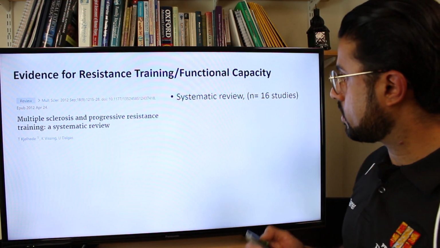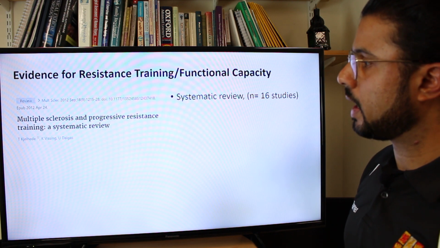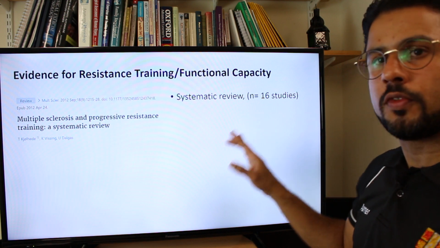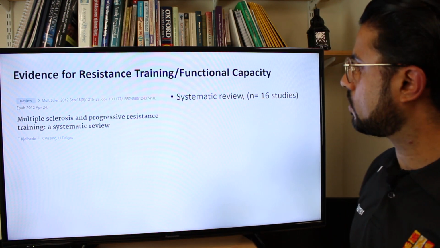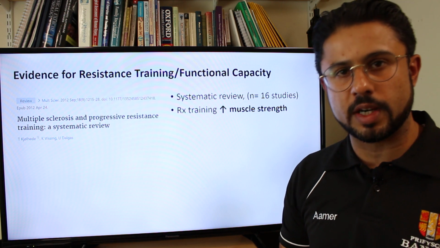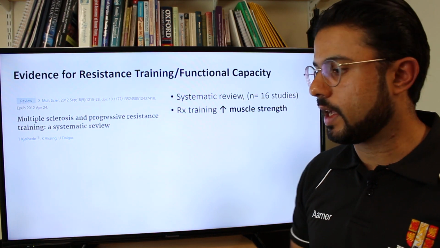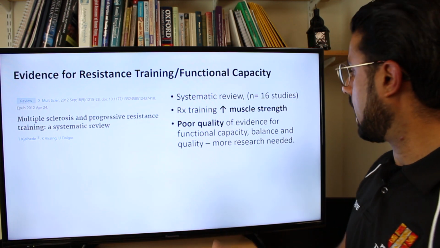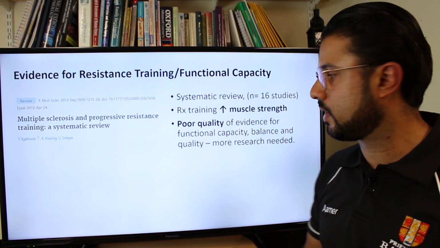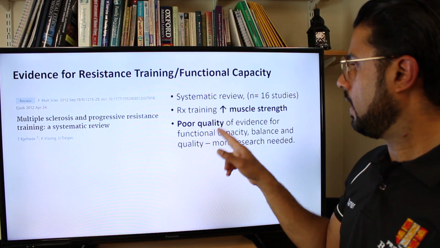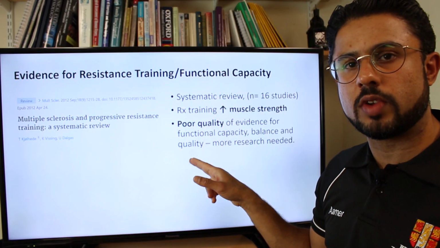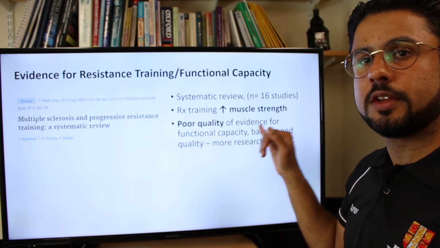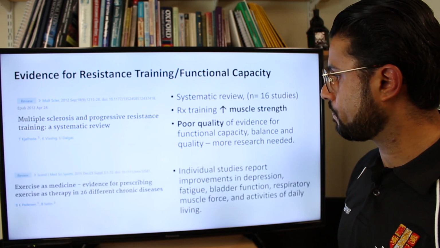Similarly with resistance training, again a systematic review from Coghe G, I hope I've pronounced that correctly. Systematic review with 16 studies showed that resistance training unsurprisingly increased muscle strength. Okay, there was poor quality of evidence for functional capacity, activities of daily living, balance and quality of life. So that doesn't necessarily mean that these things don't improve with resistance training. It just means that the evidence was poor in terms of the quality of the science. So we definitely need to do more research in this area.